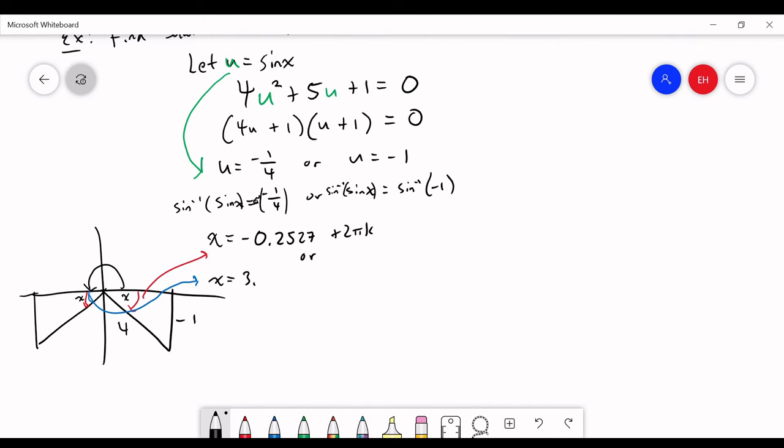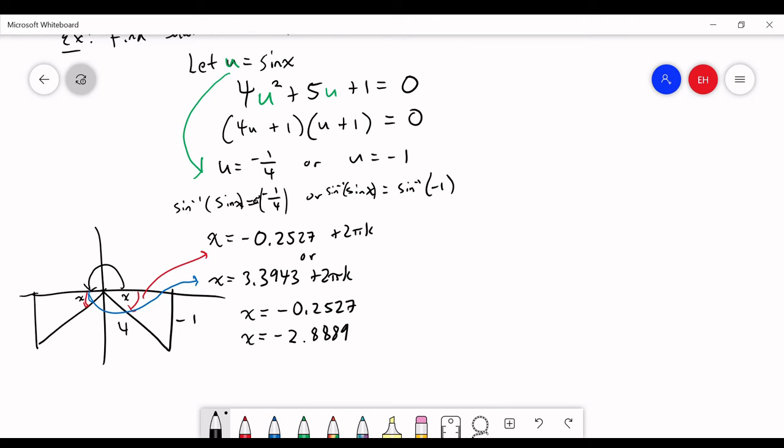let's see, how did I write this answer? Did I add pi? Yeah, I did. So the other one is going to be pi plus 0.25 radians. So it would be 3.3943 radians plus 2 pi k. Now, normally I would leave the answer like that, but the thing is they wanted the answers between negative pi and pi. So what I'm going to do here is plug in different values of k to get the answers in my interval.